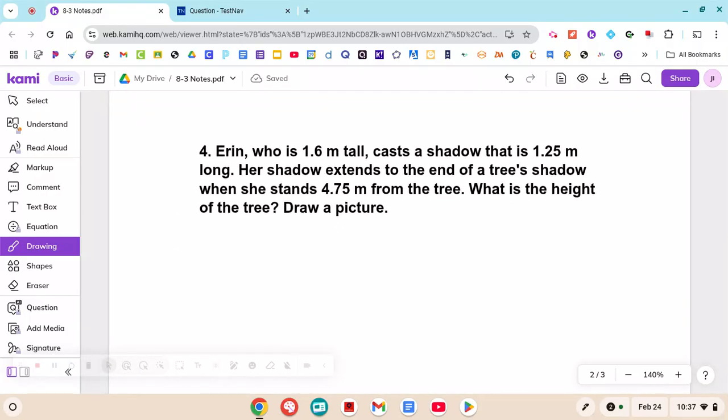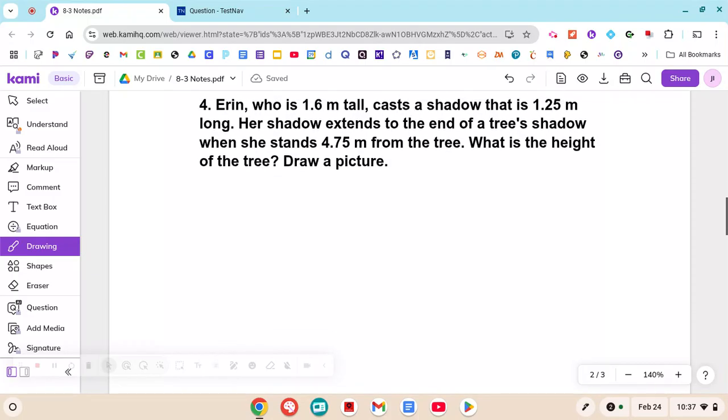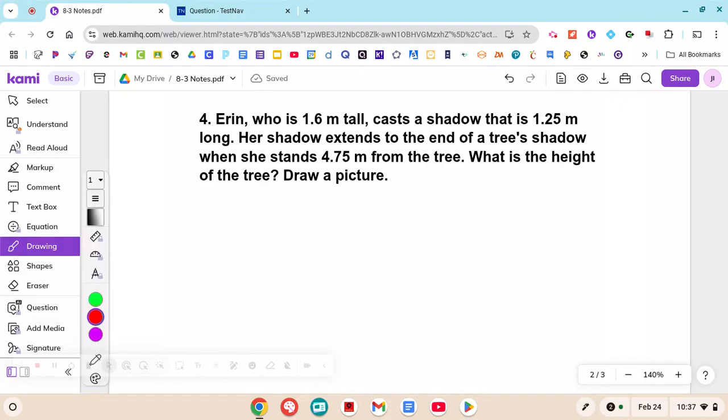It says Aaron, who is 1.6 meters tall, casts a shadow that is 1.25 meters long. And her shadow extends to the end of a tree shadow, where she stands 4.75 meters from the tree. What is the height of the tree, and draw a picture to go along with the scenario? All right, so let's do that.